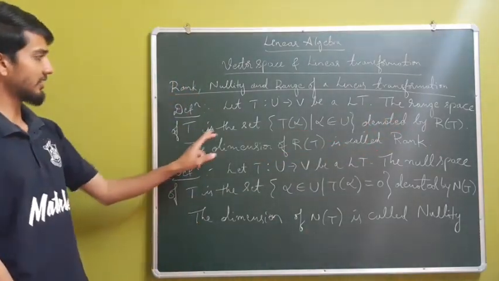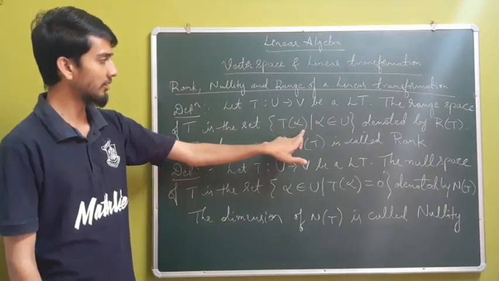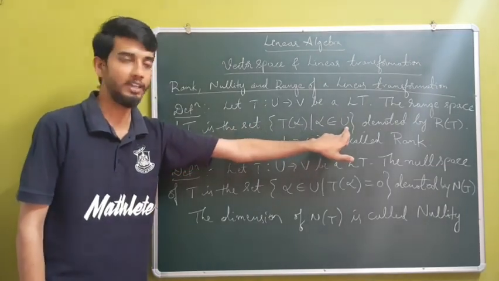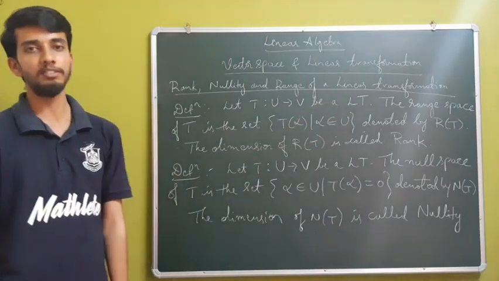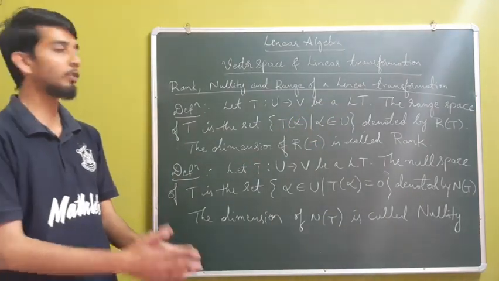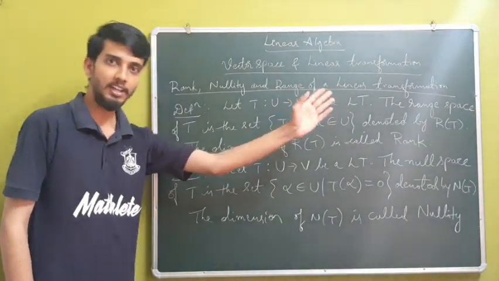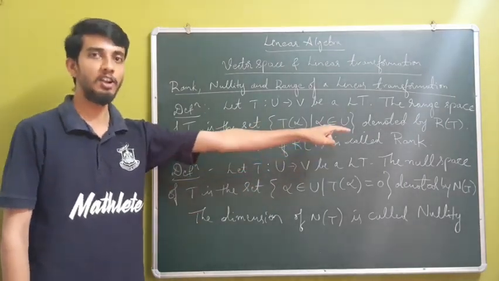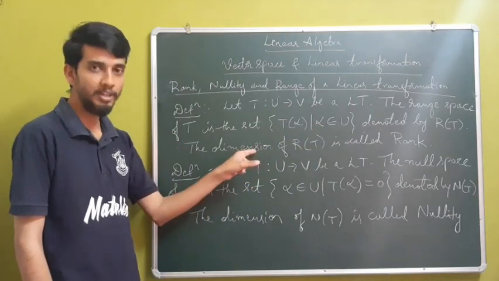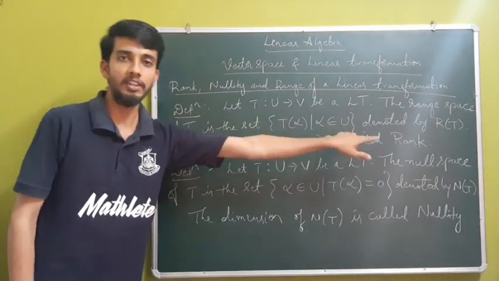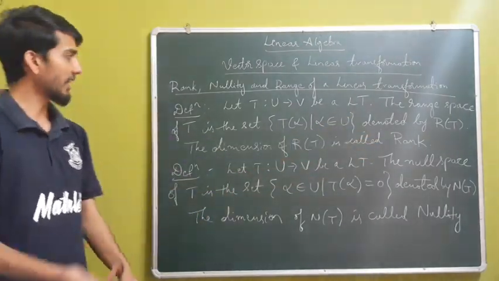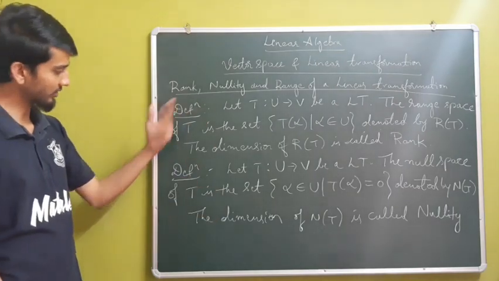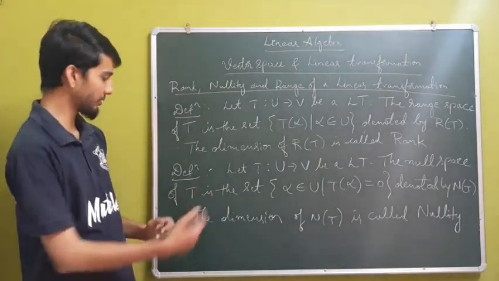You should see that again: the set of all T alpha where alpha comes from the domain is said to be the range space of the transformation, and it is denoted by R of T. Note that the dimension of R of T is called the rank, the number of elements in a basis of R of T. Next is the definition of the null space.